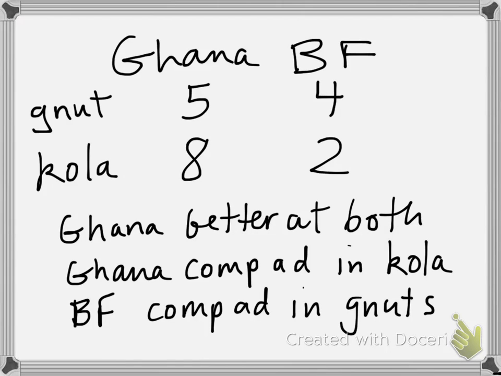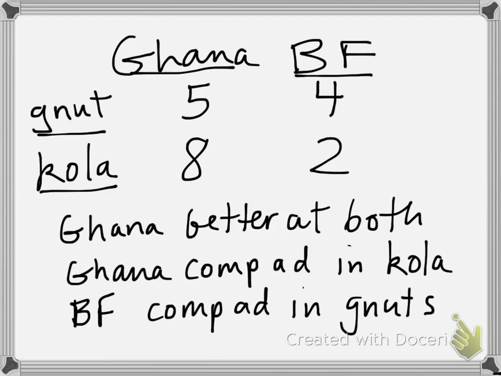Let me use an example to illustrate the gains from trade in the Ricardian model of comparative advantage. We have two countries, Ghana and Burkina Faso, and two products, groundnuts, also known as peanuts, and cola nuts, which are another kind of nut that goes into Coca-Cola, a mild stimulant. And our productivity numbers are as given.